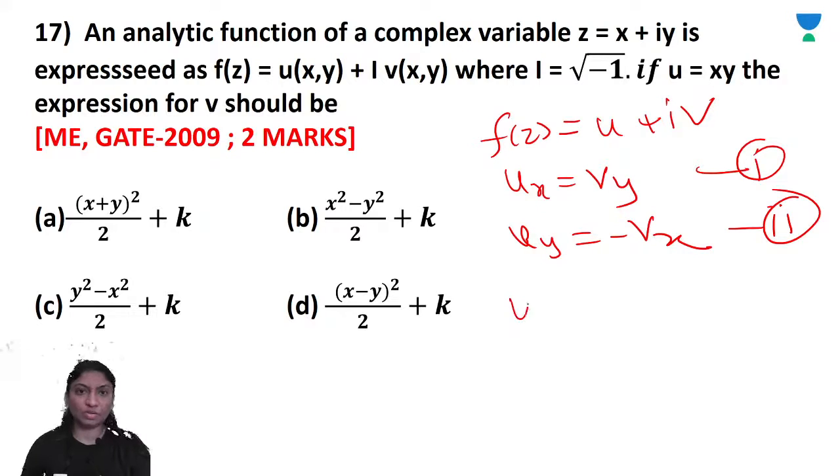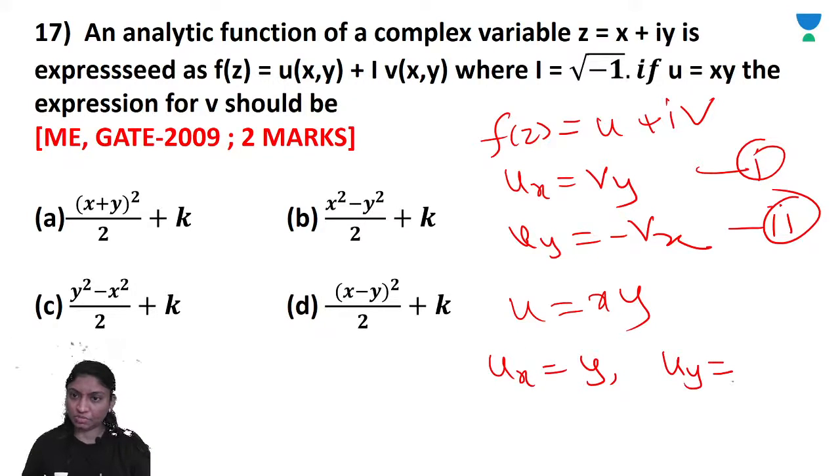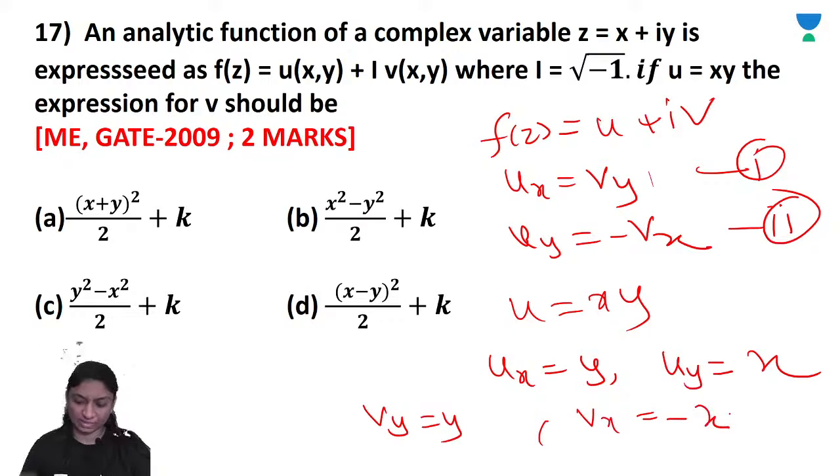So here u is equal to xy given. Right? So you will get Ux and Uy. So Ux is equal to what? y. And Uy is equal to what? x. Right? So just put these values in equations 1 and 2. So you will get Vy is equal to y, because Ux is y, and Vx is equal to minus x, right? Call these equation number 3 and equation number 4.